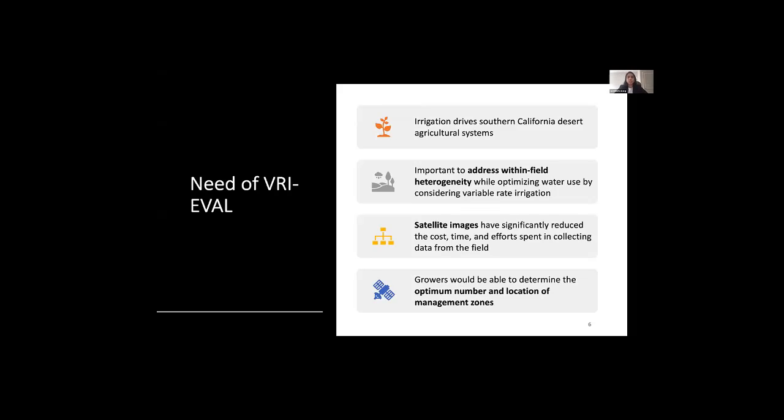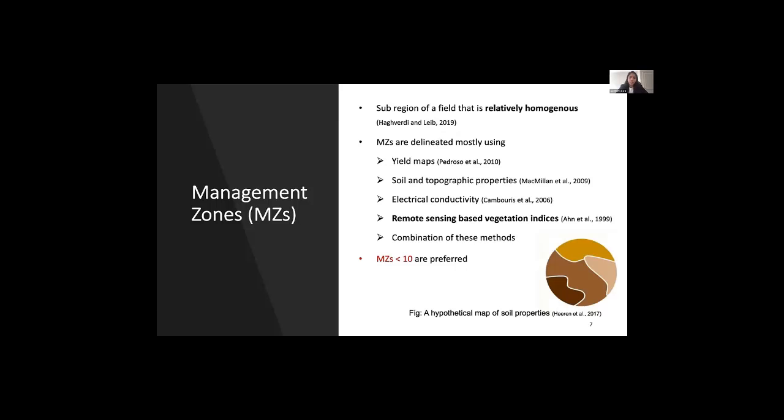considering variable rate irrigation. Satellite images have significantly reduced the cost, time, and efforts spent in collecting the data from the field. Therefore, by using this VRI-EVAL tool, growers would be able to determine the optimum number and location of management zones within the field. Management zones are the subregions of a field that are relatively homogeneous with respect to soil or crop attributes.